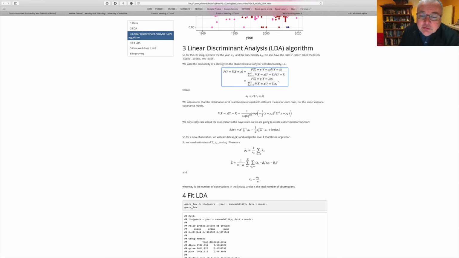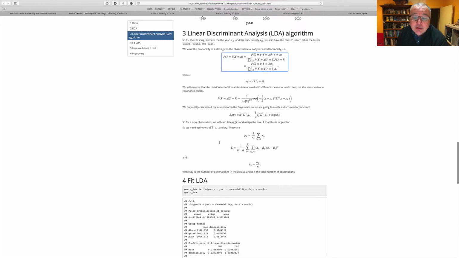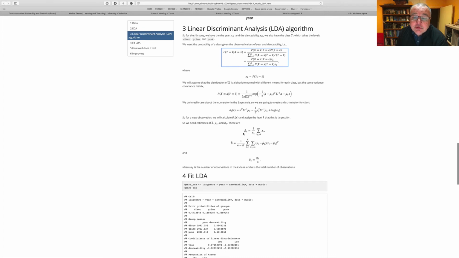But if you look at this function, we're going to put in our predictors, but we need sigma, we need mu, and we need pi. So how are we going to get those? Well, we're going to use our training data, the labeled sets that we have. So how can we do that? First of all, to get your mean vector, which is a column vector with two entries for each class, giving you the mean year and the mean danceability, we're just going to add up all the values and divide by how many.